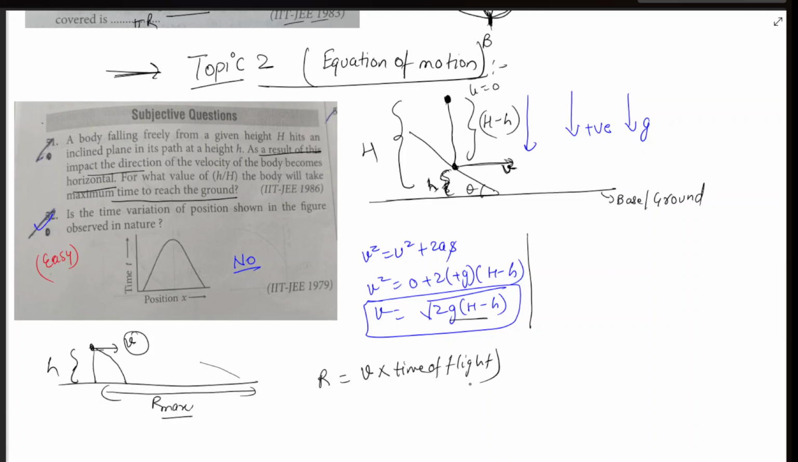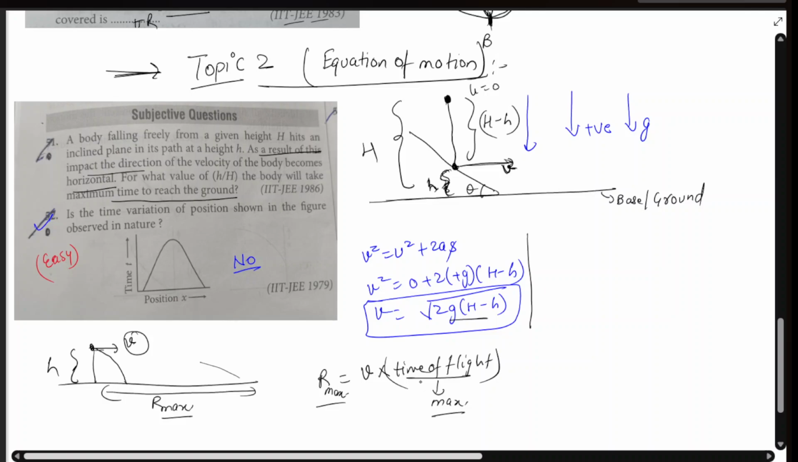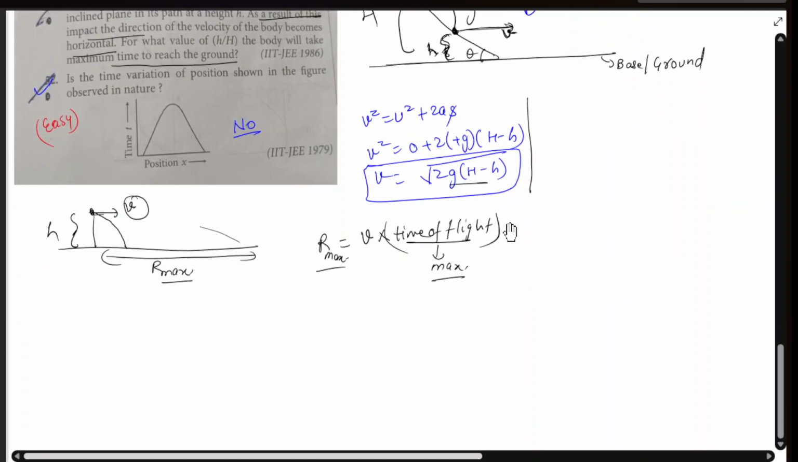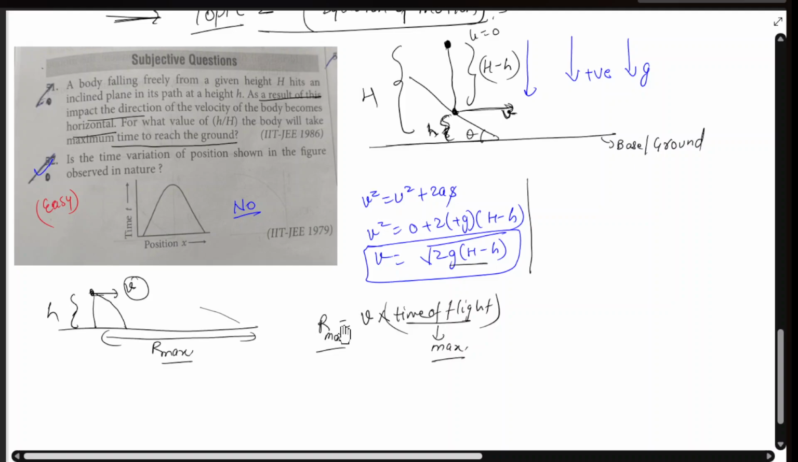So we need the maximum time of flight, the maximum time to reach the ground. So this must be maximum, right? So let's find the time of flight here. Time of flight will be what?